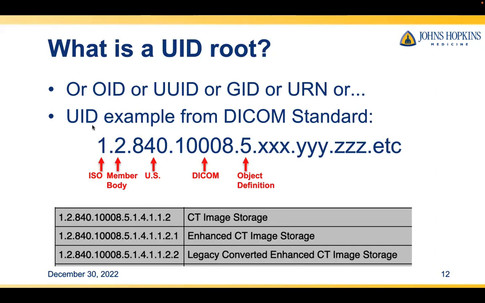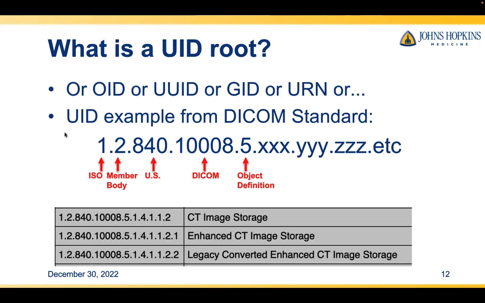If I look at the root for a UID from DICOM, it's 1.2.840.10008, and it keeps going after that. Well, the 1 means ISO. So this root is assigned by ISO, the International Standards Organization. The 2 means that it's a member body of ISO. What that means is that there are different countries which participate at different levels in ISO. The United States is a member body, and 840 happens to be the United States. So ISO in the United States decided to give the root to DICOM as 10008.